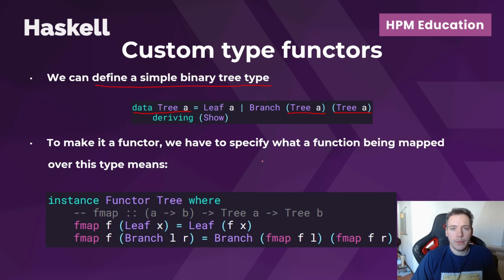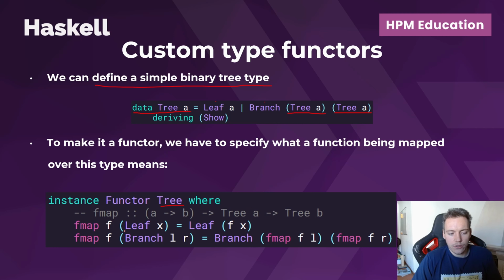So when we want to make this type a functor, we need to think about, okay, I have a function, I map this function over this tree type. What do I want the result to be? What do I want function mapping to mean for this type? So we can say the normal definition of an instance Functor Tree, where we have a function from a to b, we have a tree of a's, and the result will be a tree of b's once the function is mapped over.